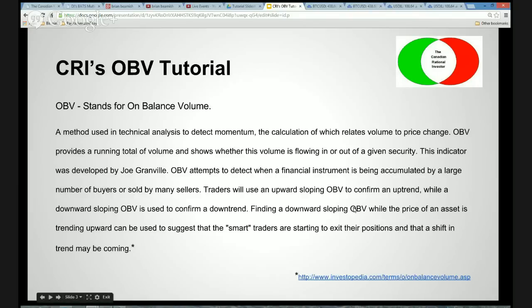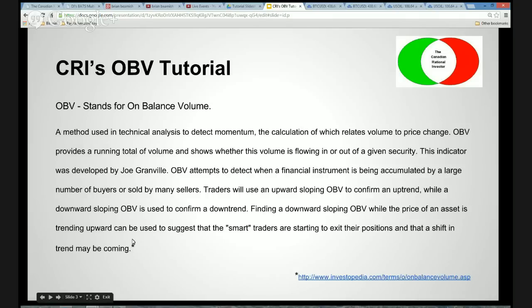Finding a downward sloping OBV while the price of an asset is trending upward can be used to suggest that the smart traders are starting to exit their positions and that a shift in the trend may be coming. And you'll recall from previous tutorials, that's what we call divergence, and we'll get to that in a bit.